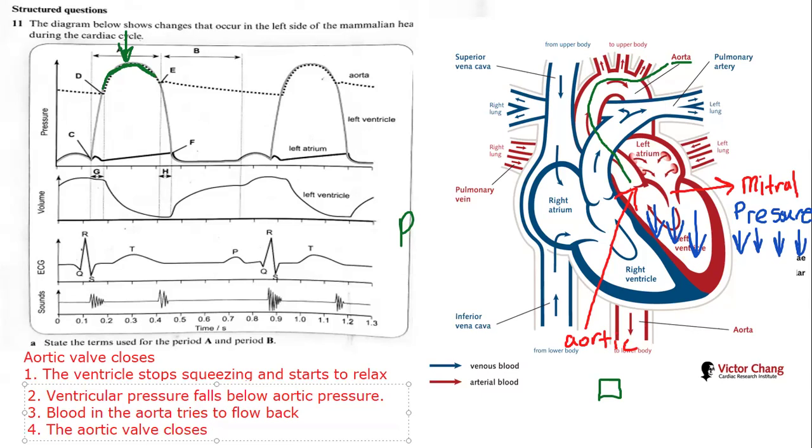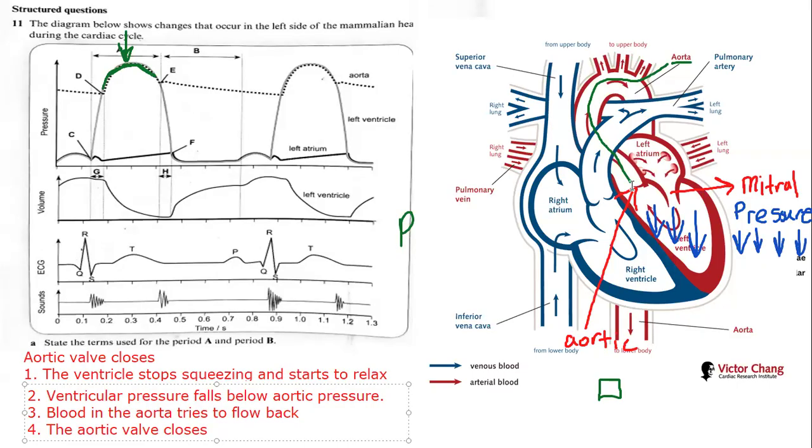So whenever the ventricular pressure is lower than the aortic pressure, the aortic valve is going to close. Whenever the ventricular pressure is higher than the aortic pressure, the valve is going to open. Do you all understand the difference between that? Okay. Sierra, can you break that down for us? What we just explained, you can take it away.